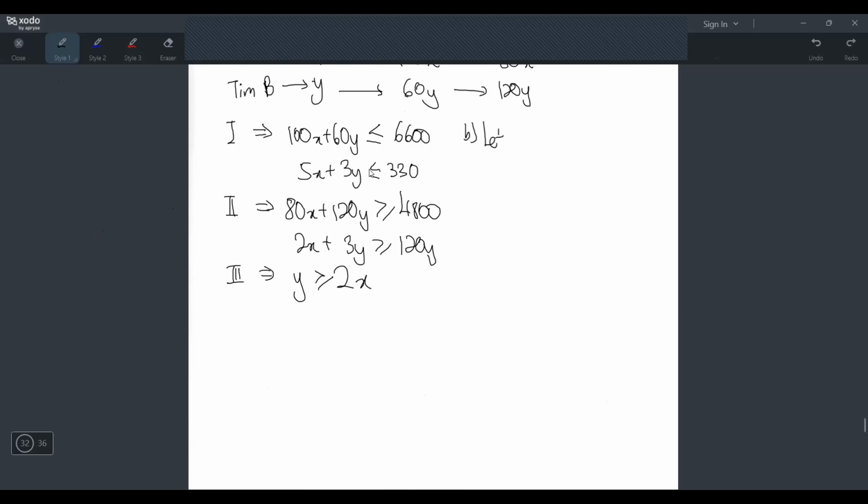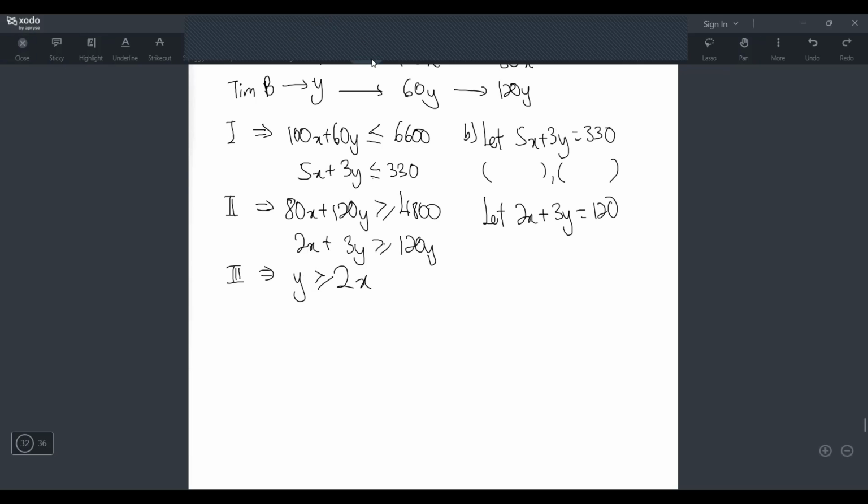So what you will do here is change all this to equation. So the first inequality, 5x plus 3y, and then change this to equal 330. Okay, and then open two brackets, because you need to find 2 points at least. And then the next line will be 2x plus 3y equals 120. And then also open two brackets. Okay, because you need at least 2 points. And then the last line is y equals 2x, brackets. Okay, I hope you understand what I'm doing. All I'm doing is I'm just changing all this symbol to equal, because I want the lines now.